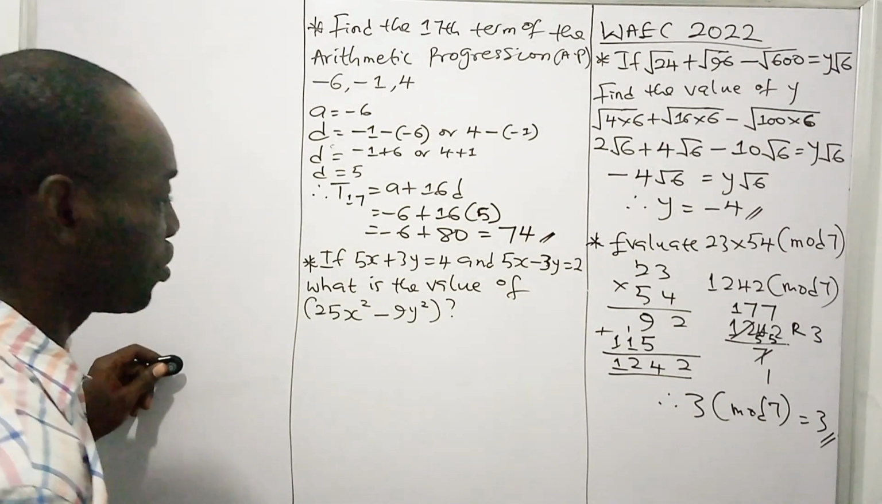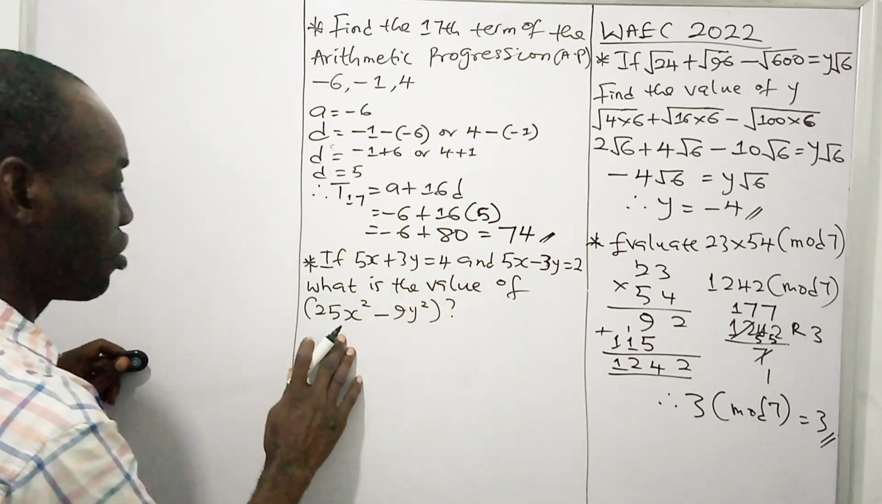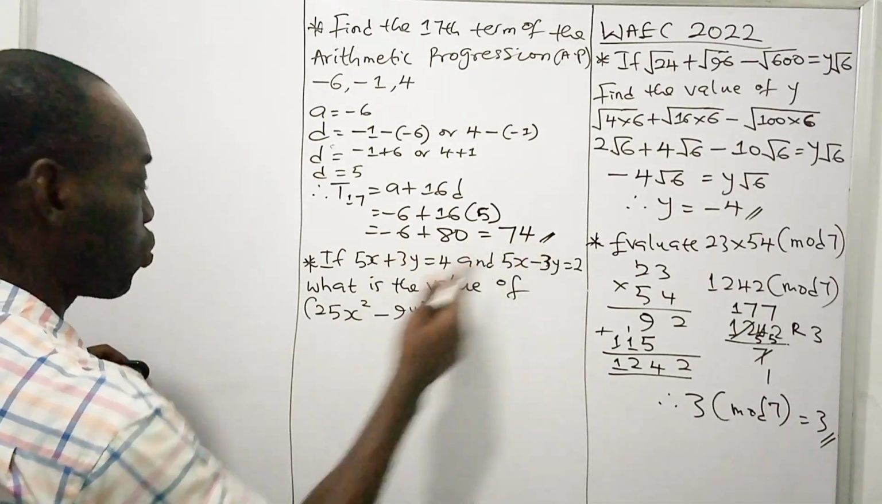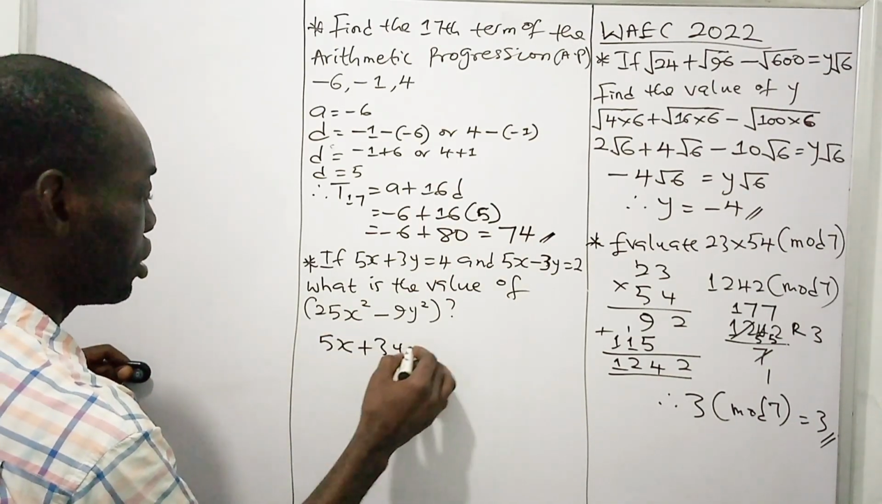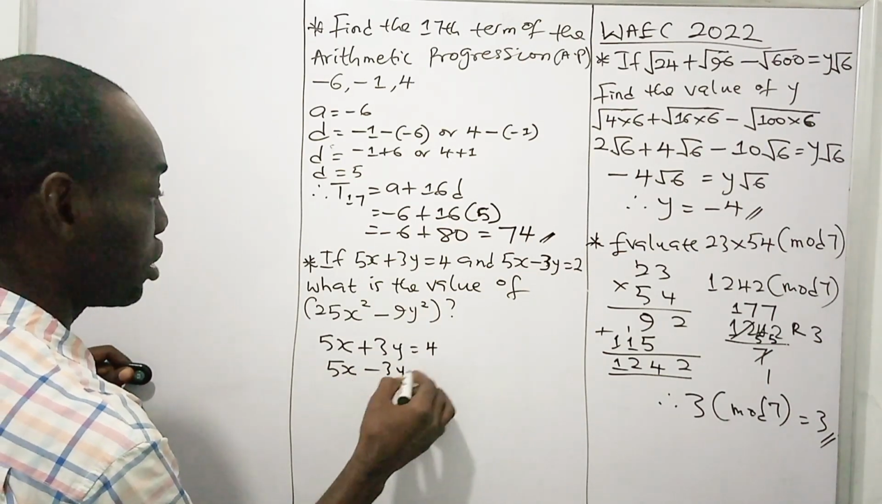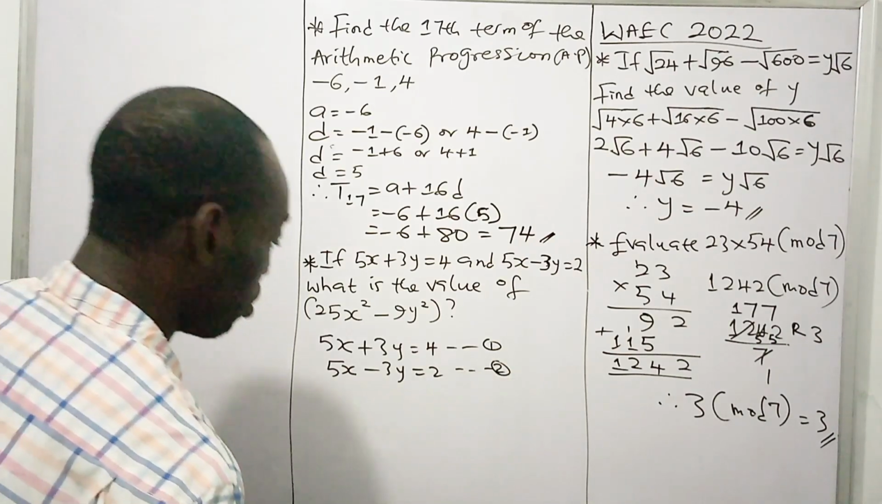Now let's see the last question for this hour. If this is equal to 4 and this is equal to 2, we are asked to find the value of what? This expression. So quickly, what we'll do here, we bring out the two equations there. We have 5x plus 3y is equals to 4, and we have 5x minus 3y is equals to 2. So if we call this equation 1, call this equation 2, all right?